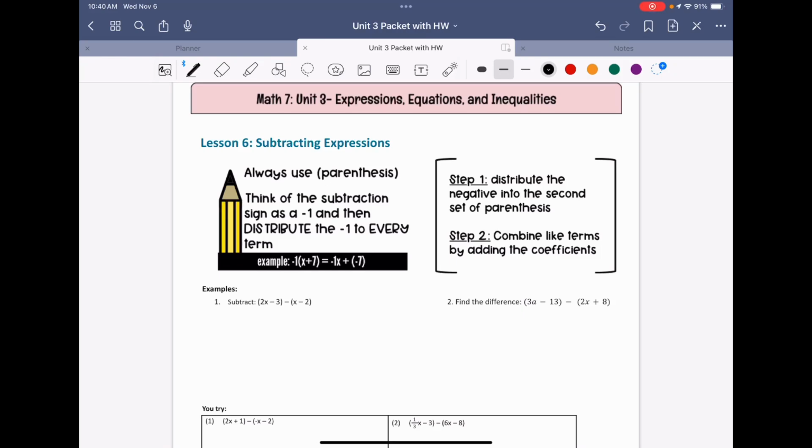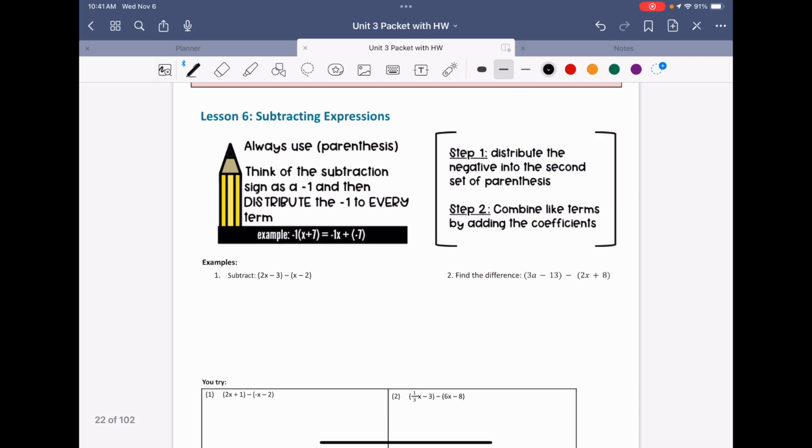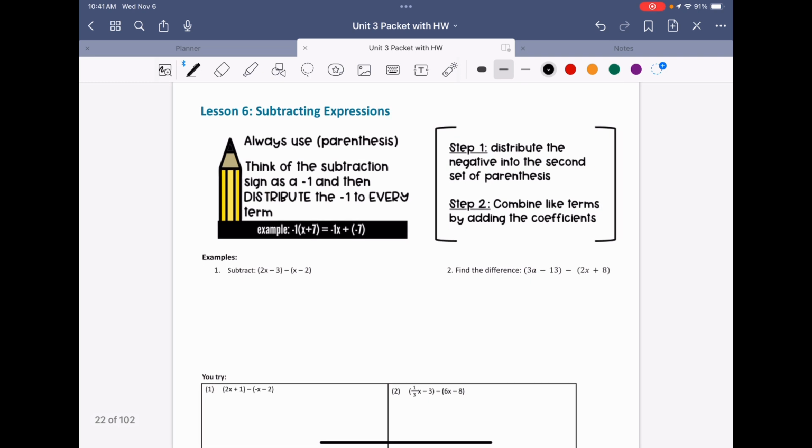Okay, we're on lesson 6, which is on subtracting expressions. So far we've done addition of the expressions and also the distributive property, and both of those things are going to kind of come into play here. All right, so the first thing we always want to make sure we do is we are always going to use parentheses. So we want to think of that subtraction sign as a -1 that's going to be distributed to every single term. So that's why we did distributing in the last lesson.